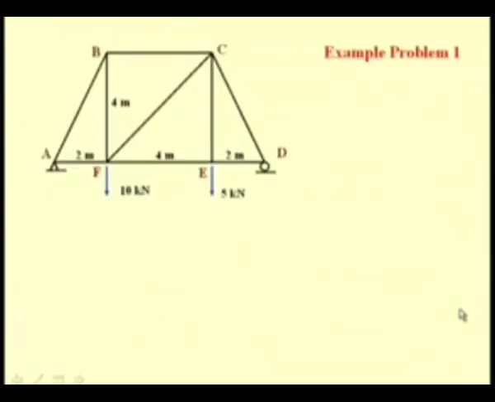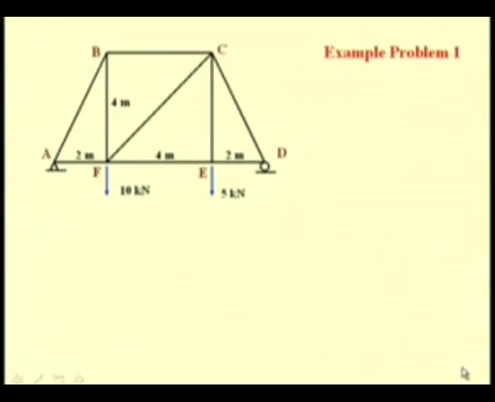So, let us see the complete procedure with an example. Here you see a plane truss supported by a pin at A and a roller at D, and some external forces applied at joints F and E.